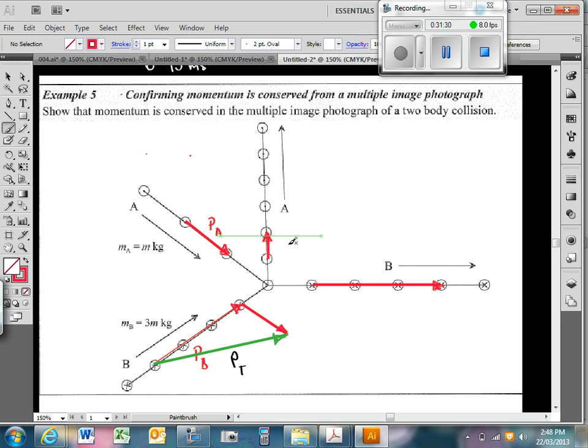What will I do? It doesn't matter. I can add B to A, or I can add A to B, whatever you want to do. Last time I added A to B, I'll do it again. That's about the length and about the direction.